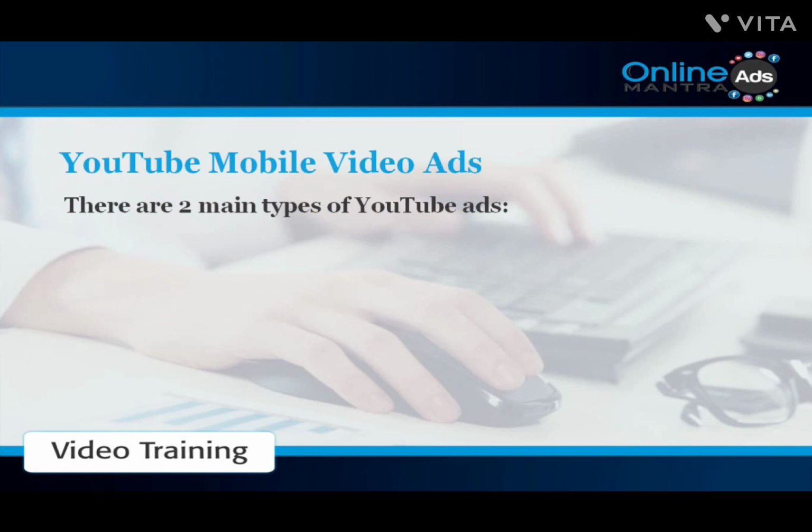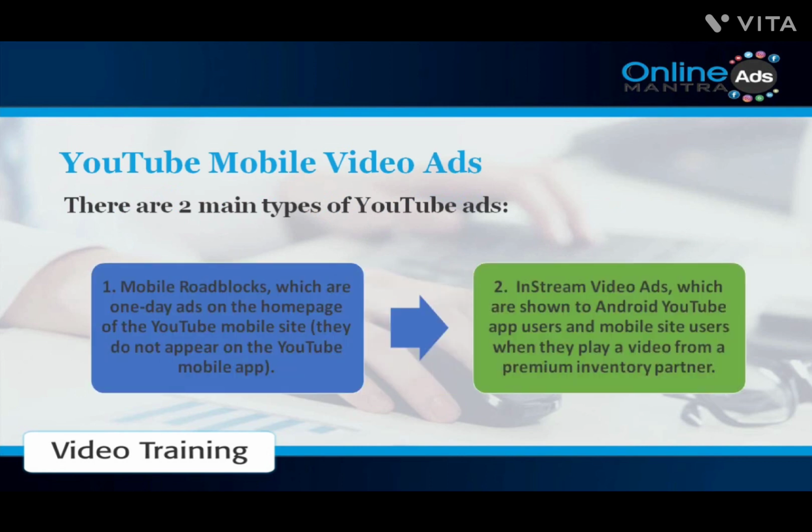YouTube mobile video ads. There are two main types of YouTube ads. 1. Mobile roadblocks, which are one-day ads on the homepage of the YouTube mobile site. They do not appear on the YouTube mobile app. 2. In-stream video ads, which are shown to Android YouTube app users and mobile site users when they play a video from a premium inventory partner.